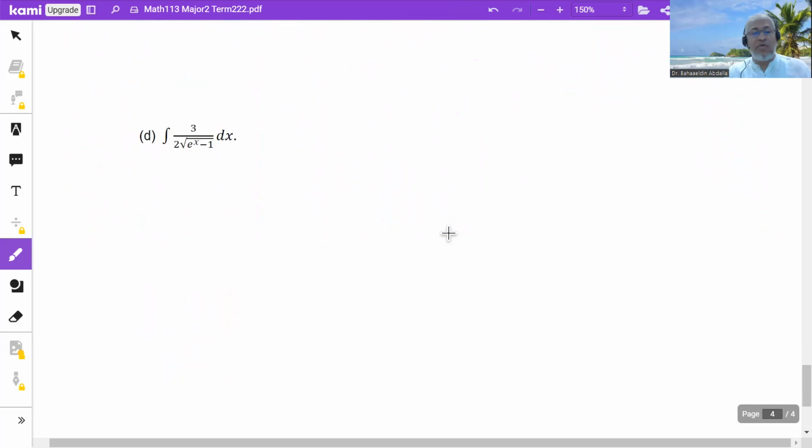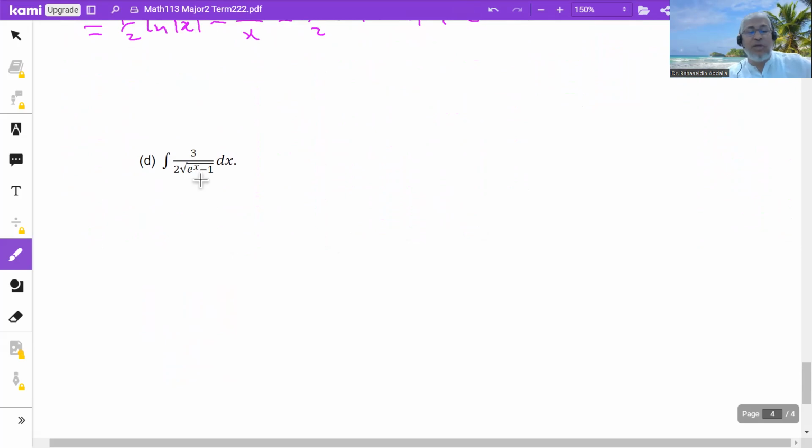The last question. Well, I have a square root here, and the derivative of e^x minus 1 is not there, so there is no obvious substitution. So I have a method we learned in 7.5 to take u as square root of e^x minus 1. Take the root as u, and then you raise both sides to the power 2. And then you solve this equation for x.